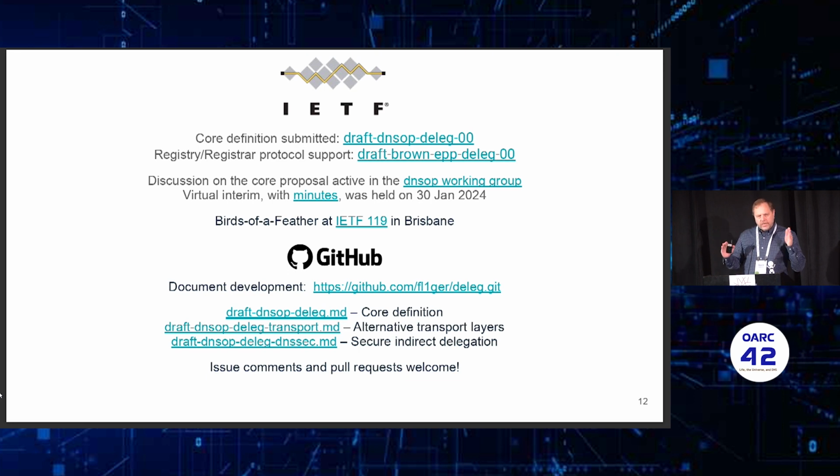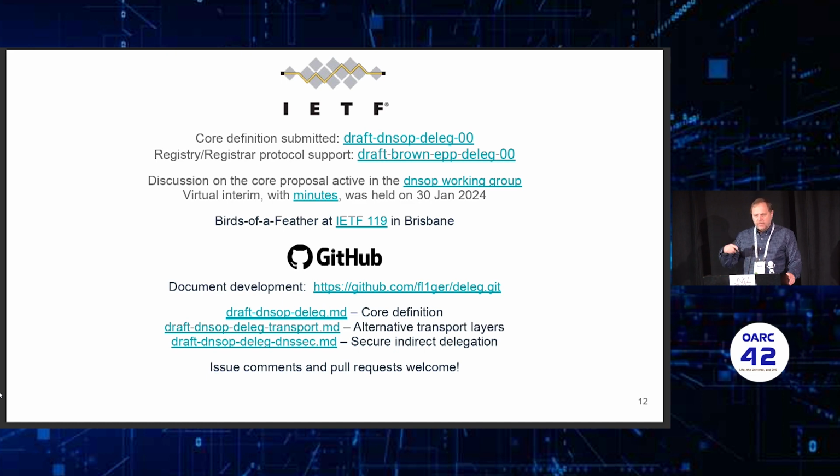But so discussion right now is taking place on both DNS-OP and starting to take place on this new mailing list, which you can access all the standard places that you access IETF mailing lists. We also just had a virtual interim last week. There are some minutes published. They're kind of light. We filled the full hour discussing the proposal, though, and we expect to have a birds of a feather session in Brisbane next month.